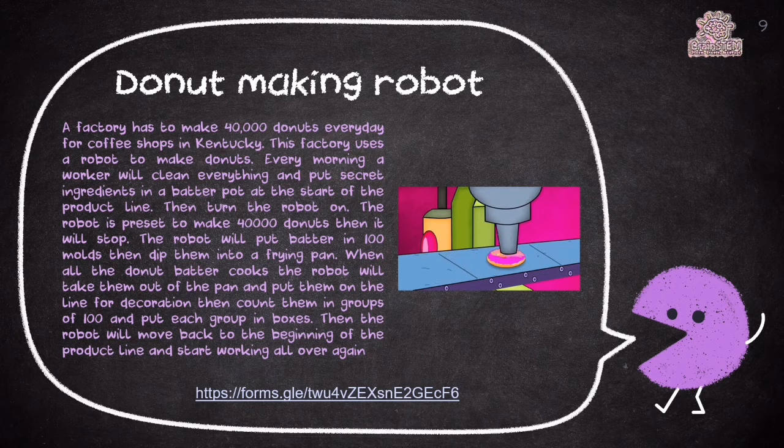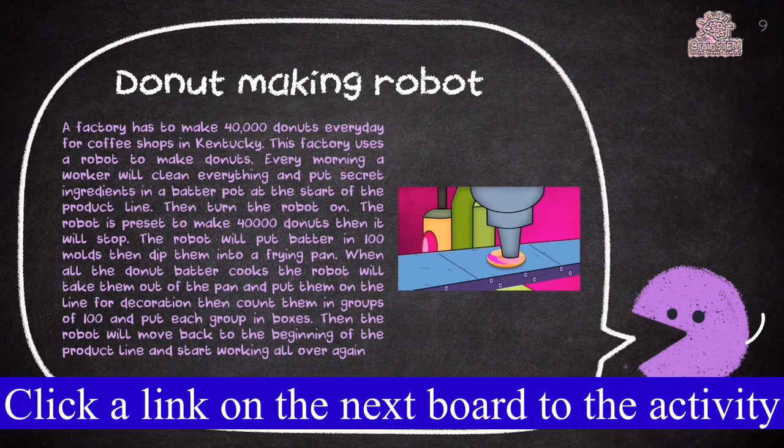The robot will put batter in 100 molds, then dip them into a frying pan. When all the donut batter is cooked, the robot will take them out of the pan and put them on the line for decoration, then count them in groups of 100 and put each group in boxes. Then the robot will move back to the beginning of the production line and start working all over again.